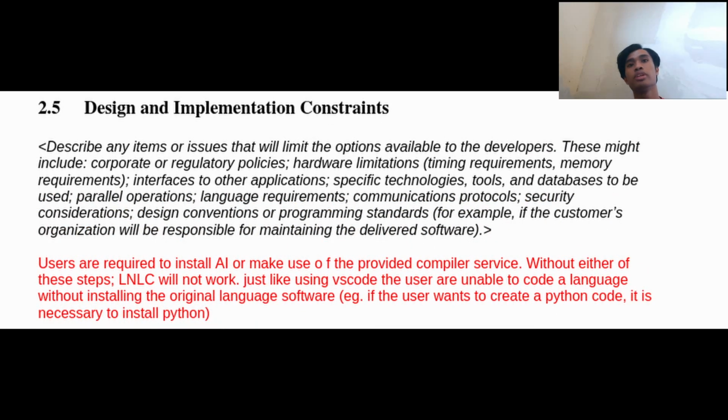For the design and implementation constraints, users are required to install the AI or make use of the provided compiler service. Without either of these steps, LNLC will not work. Just like using VS Code, the user is unable to code in a language without installing the original language software. For example, if the user wants to create a Python code, it is necessary to install Python first.